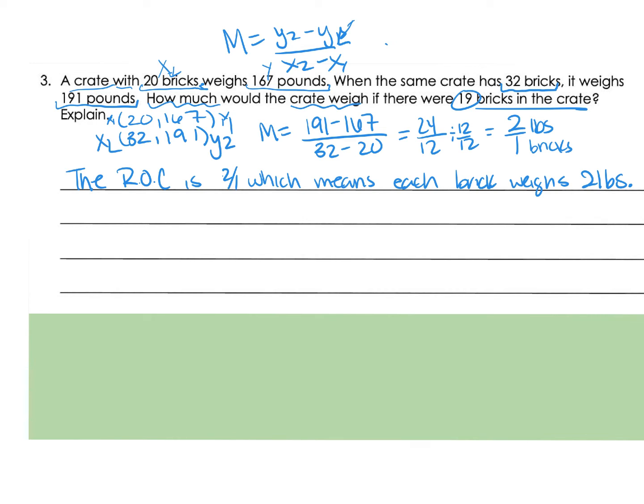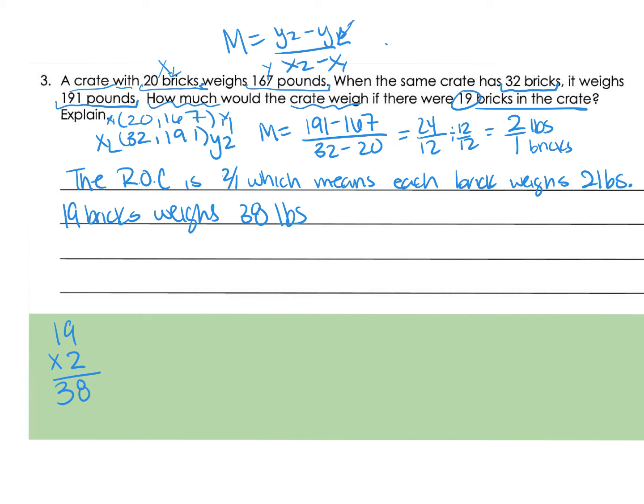The question is, how much is the crate going to weigh with 19 bricks in the crate? So there are 2 things we have to find out. First, how much do 19 bricks weigh? So how do we do that? We're going to take 19, multiply by 2, and get 38. We're going to write that down: 19 bricks weigh 38 pounds.